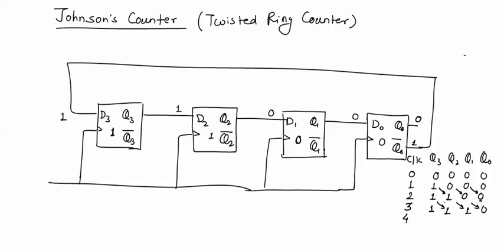Again, after applying the fourth clock pulse, this logic 0 will be complemented and will be stored in D3, and the rest of the bits will be shifted to the right. Now when the fifth clock pulse is applied, we'll see what happens.